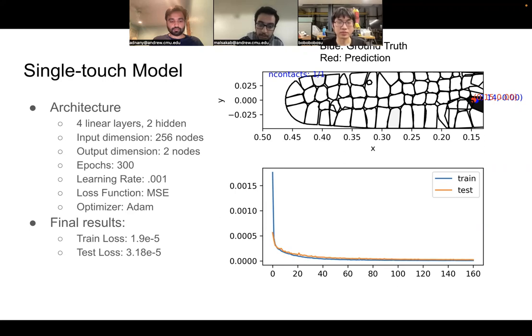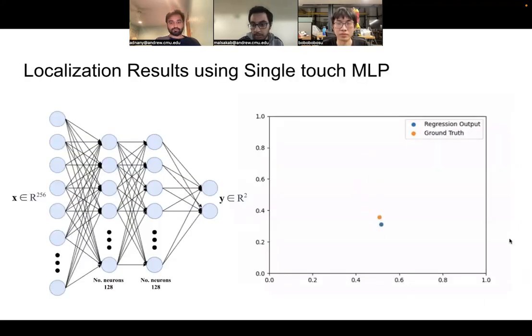So our final results were 1.9 e to the power minus 5 for training loss and 3.2 e to the power minus 5 for testing loss. Here is a visualization of our result. On the right side, we have the true position versus the regressed position, which is the output of our MLP. You can see that the points are pretty close together, and we can actually reach a better result by tuning our model.